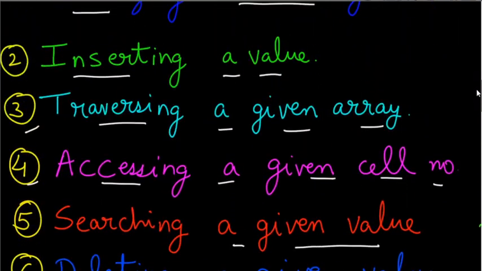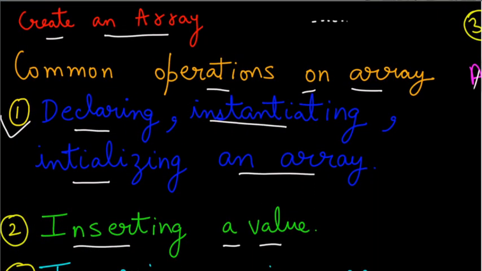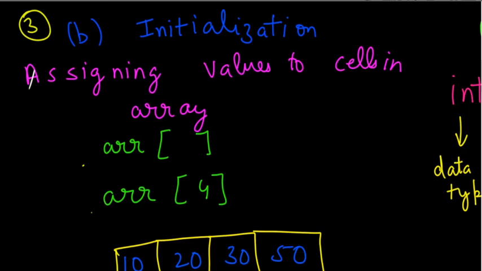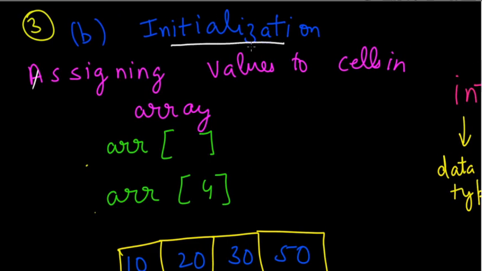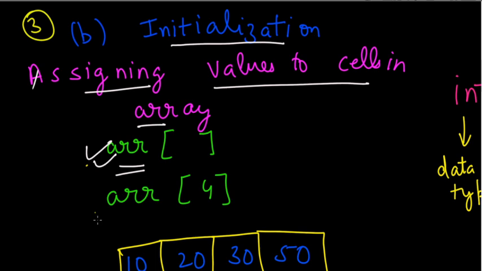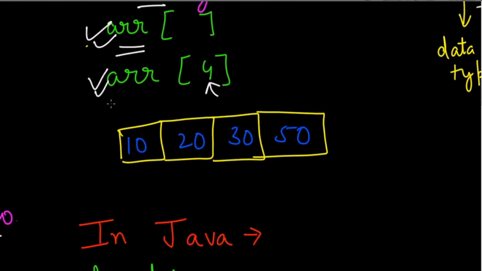Now the third point which we are discussing is initialization. So what is initialization? That is assigning values to cells in array. So declaration is creating a reference variable. Then instantiating is providing the number of cells. Initializing means assigning the values to the cells. So it is cell number 1, cell number 2, cell number 3, cell number 4. So we assign the values 10, 20, 30, then 50.